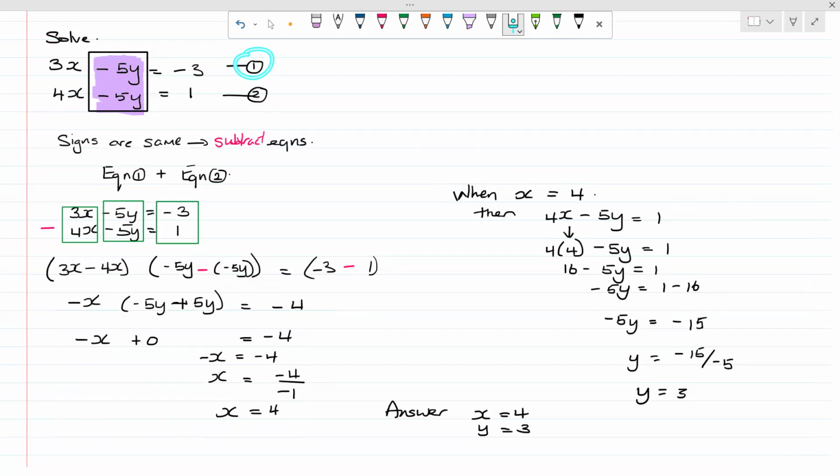So 4 by 4 is 16. Minus 5y is equal to 1. Carry 16 across. We get 1 minus 16 is -15. Divide throughout by -5. We get y is equal to 3. Everybody right to that? Yeah?